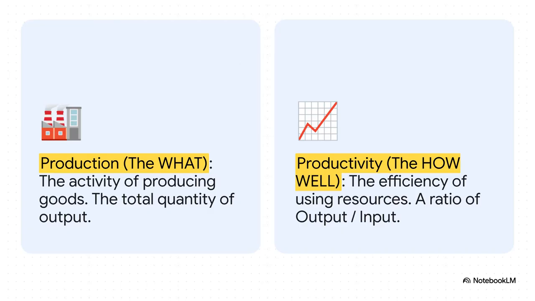Okay, first things first. We have to lock in these two big ideas. They sound kind of similar, right? Production, productivity, but they measure completely different things. Production is just the what. It's the simple count, the total quantity of stuff you made. Productivity, though, that's the how well. It's all about how efficiently you made it, and that's always a ratio, your output divided by your input.